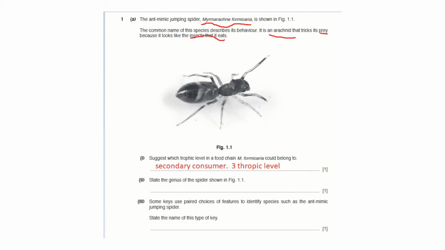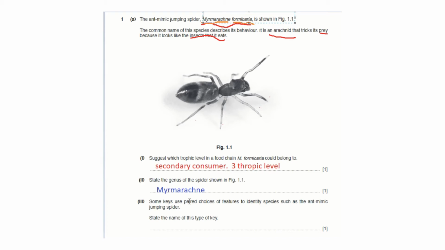Then they ask us to state the genus. It's important to remember that the first name here is the genus, and the second name is the species. So to state the genus, we just write the first name. Again, we don't have to pronounce it, but it's enough to know that this one here is our genus.